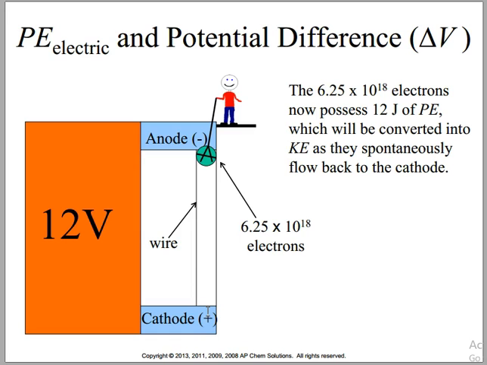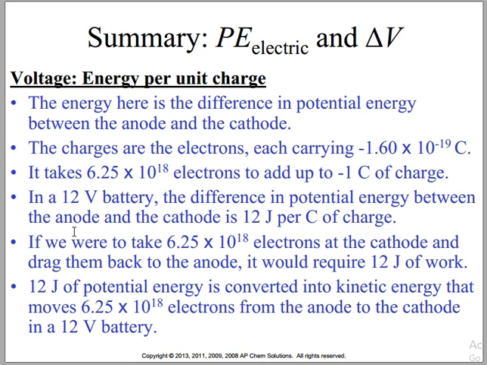This would give us 12 volts, because if we have 2 coulombs of charge and 24 joules, well, 24 divided by 2 is 12. I think I said 24 volts. I meant 24 joules. All right.